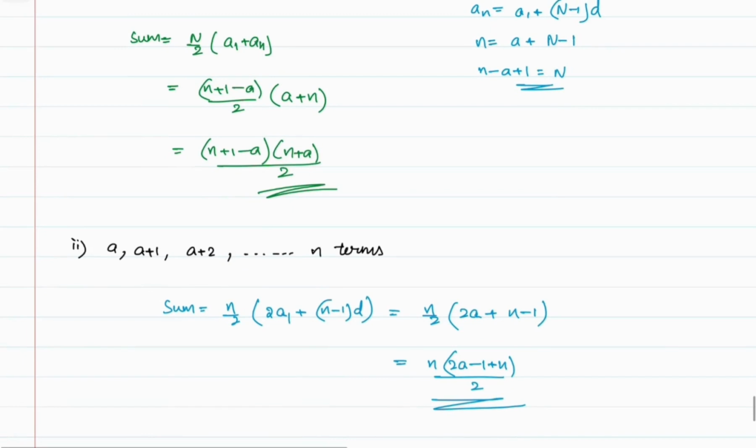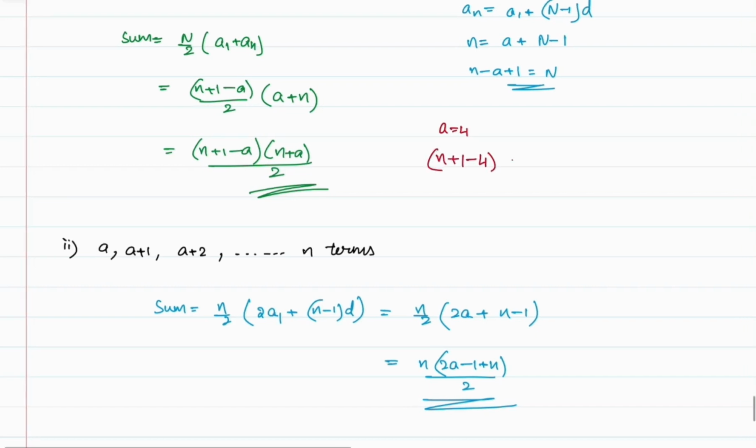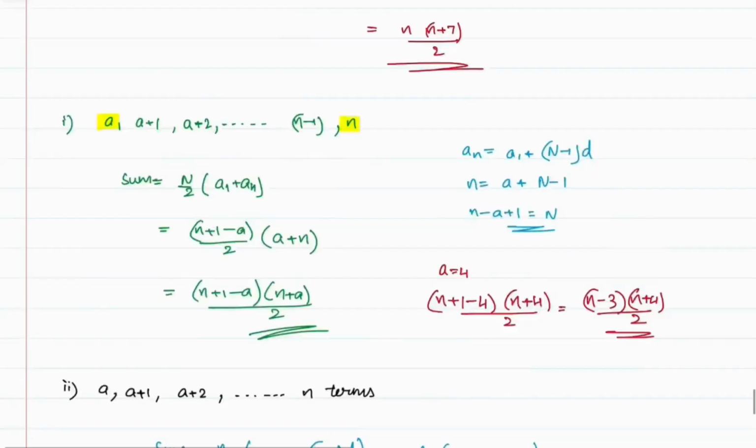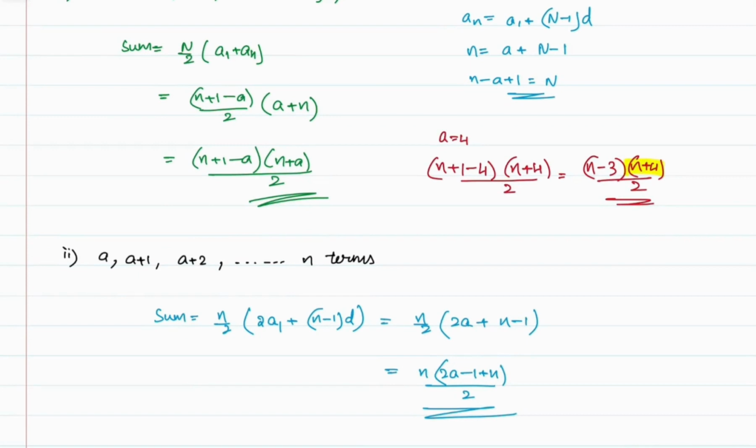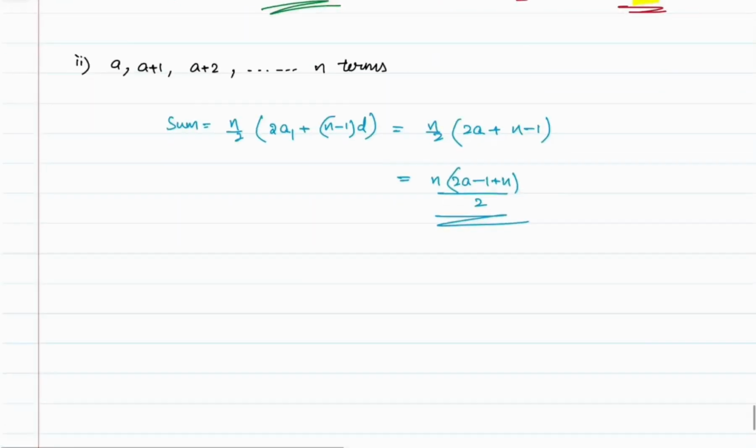Now here you can check whether this formula is true or not by substituting 4, because we have done the case in which a equal to 4. Now let's check. When a equal to 4, we'll have n plus 1 minus 4 into n plus 4 by 2. Then this will become n minus 3 into n plus 4 by 2. So here you can see that this is n plus 4 into n minus 3 by 2, which is also the same as before. That means it is true.